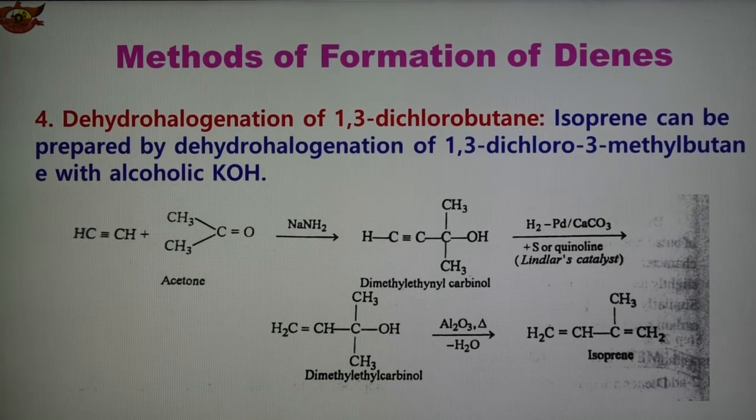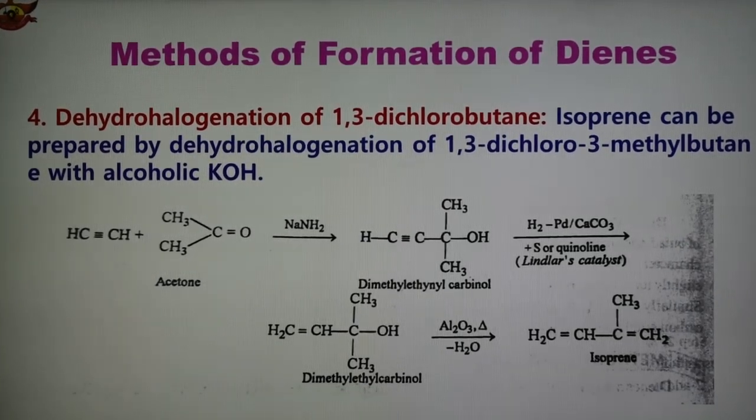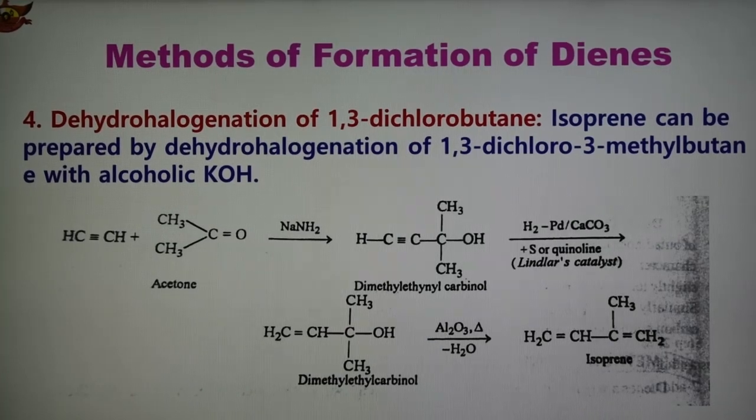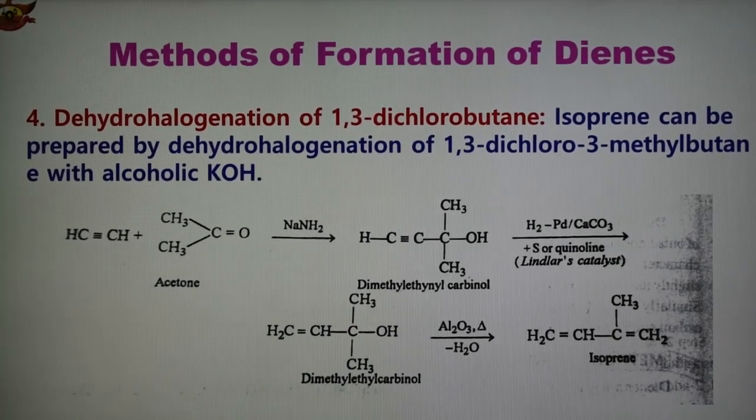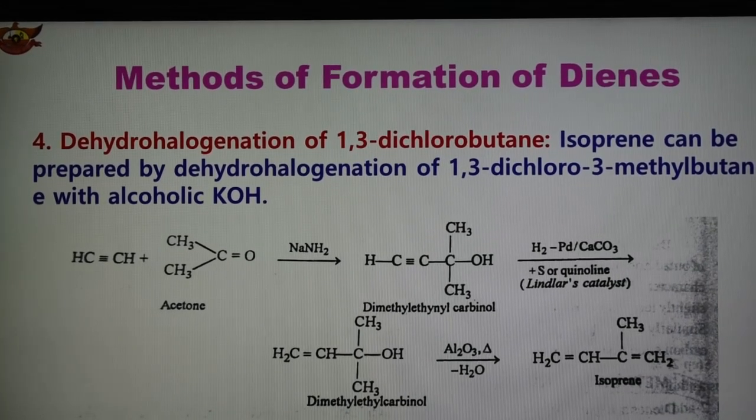In the case of dehydrohalogenation of 1,3-dichlorobutane, we also obtain a diene, 1,3-butadiene, and in this case isoprene is prepared by dehydrohalogenation of 1,3-dichloro-3-methylbutane with alcoholic KOH. We take the starting compound 1,3-dichloro-3-methylbutane, and in the presence of alcoholic KOH, when we heat, we obtain isoprene, also known as 2-methyl-1,3-butadiene.